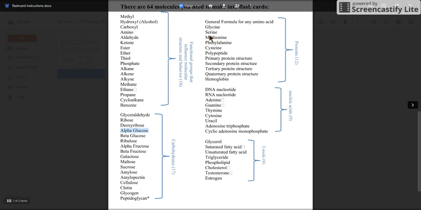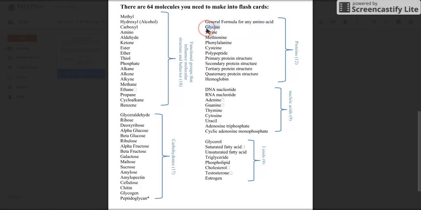So I'm running out of time. Let me just really quickly go through some of these other ones. For this, I want the general formula for any amino acid, but then here are some specific amino acids that you're going to put onto separate flashcards. And then here, I just want a general structure for these, and that's about it. Okay, good luck.